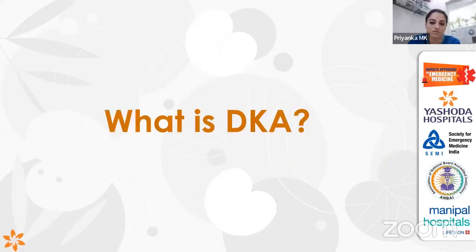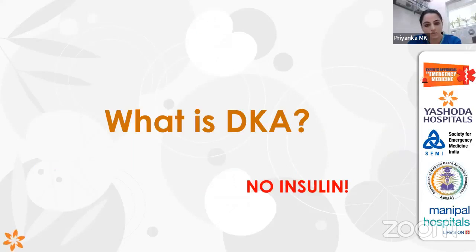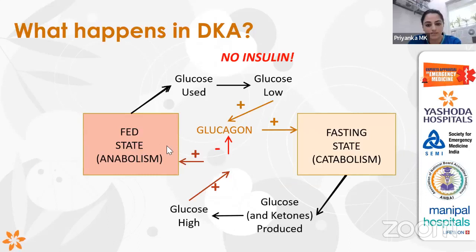What is DKA? What happens in DKA is there's absolutely no insulin. So when there is no insulin, this part of the fed fasting state gets stuck. So the body thinks that it's perpetually in a fasting state. So there is high glucose release and there are high ketones which are produced. These ketones cause acidosis, a high anion gap acidosis. The high glucose causes the patient to urinate excessively, which leads to a state of severe dehydration.